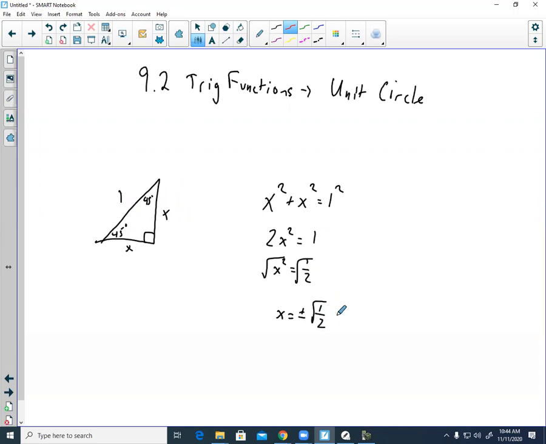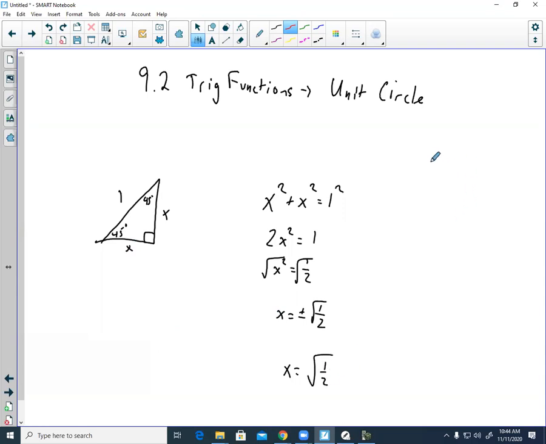So if we get something that looks like this, why do I not need the plus or minus here? A distance can't really be negative. x is a distance, right? So since x is a distance, I can't really have a negative number. So that means this is going to turn into x equals just the square root of 1/2.